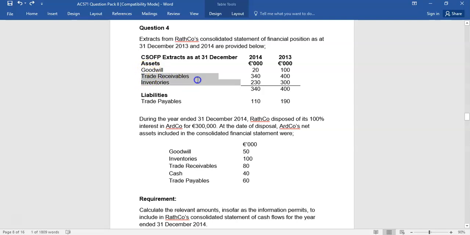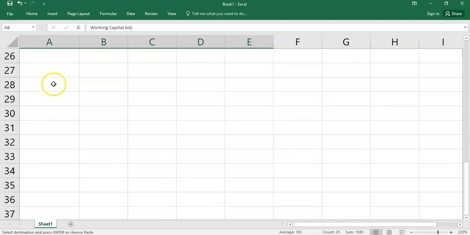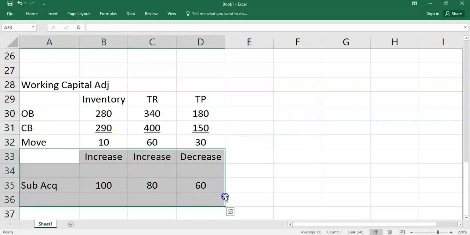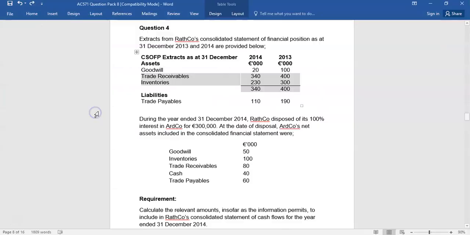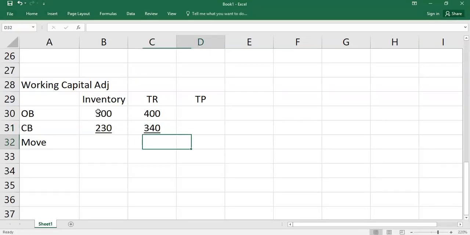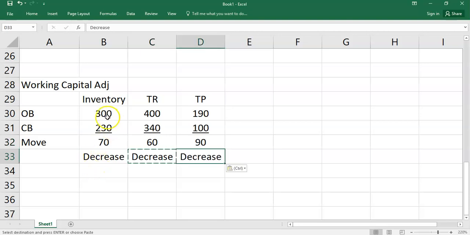And the last one we're going to set up as we've done before: trade receivables, inventory and trade payables, which are your working capital adjustments. So just copy this down just to illustrate the key points. So in this case here, opening inventory, 300, 230. Trade receivables, 400, 340. And trade payables, which is 190, 110. So that's a 70 decrease. That is a 60 decrease. And that is a 90 decrease. So that's where you always start off. What are the high level movements?